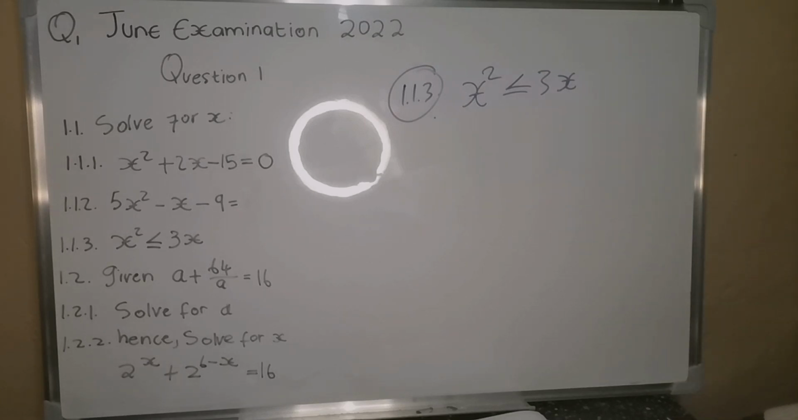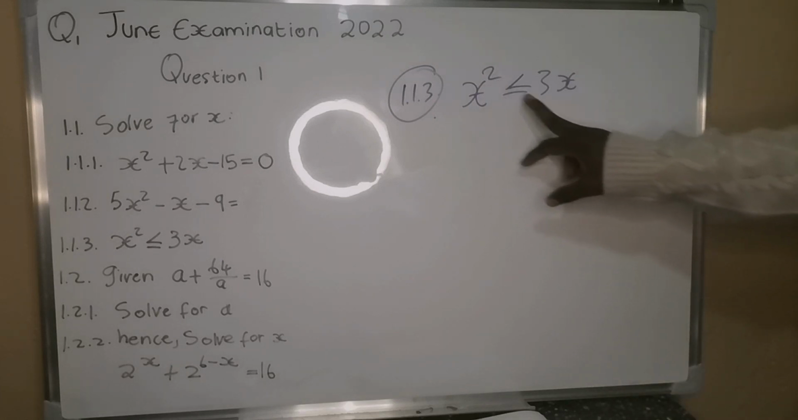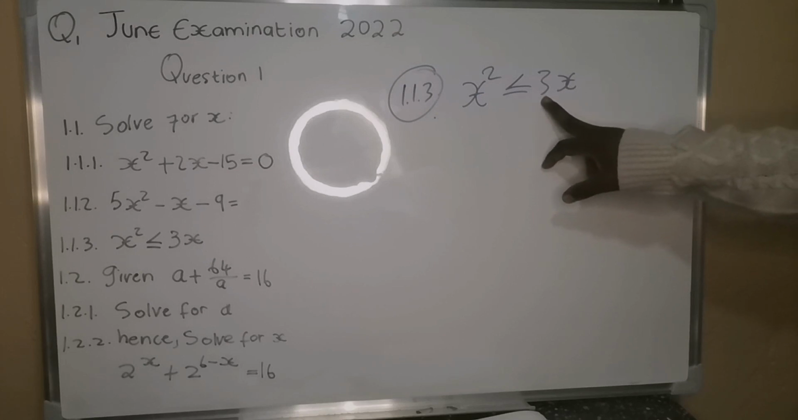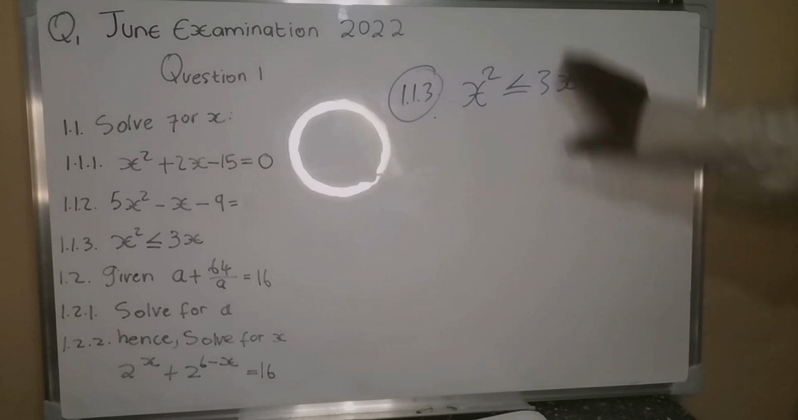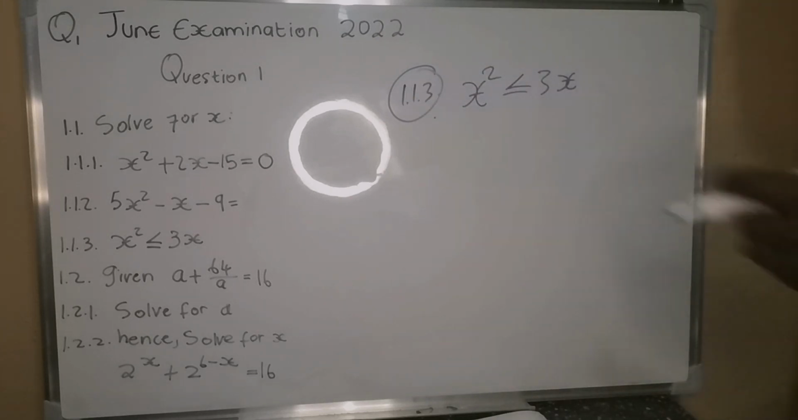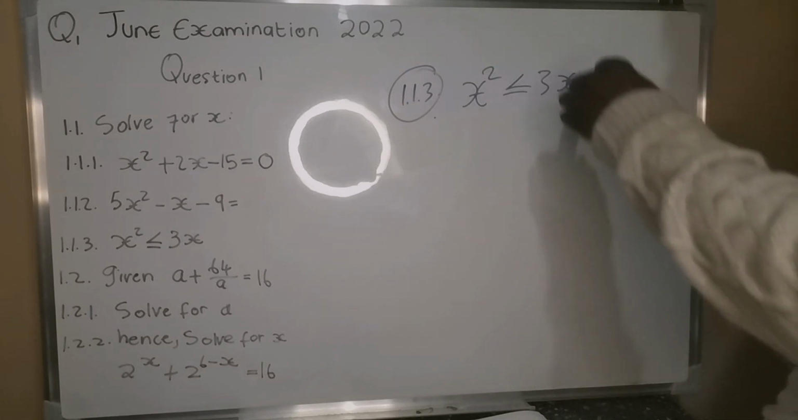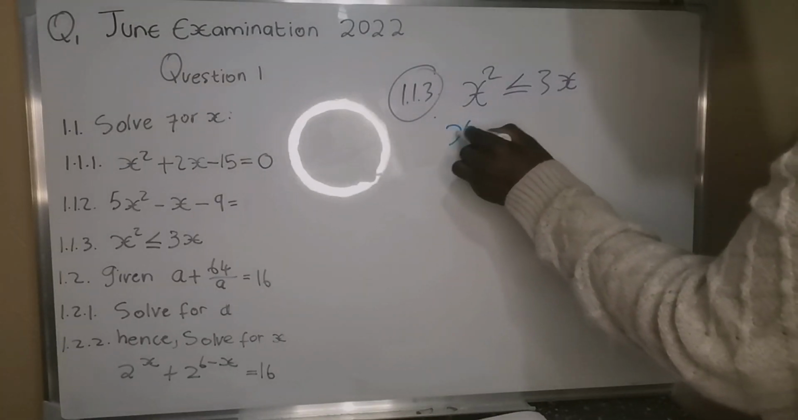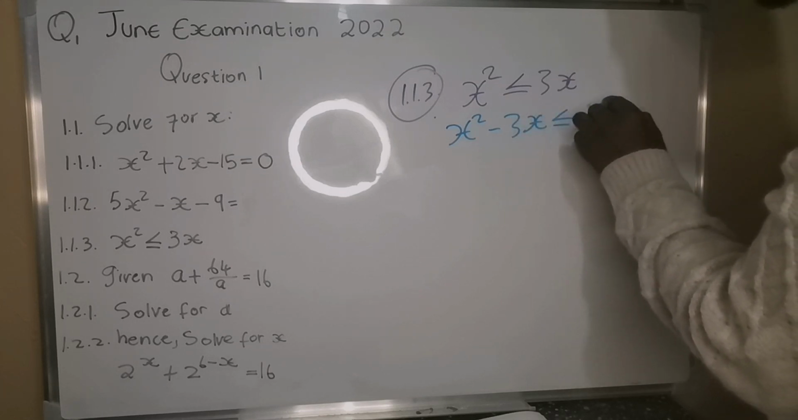How can I simplify this one? It's so simple. If you have x squared and a coefficient of x which is a number, you can have a quadratic equation basically. So we need to find our critical values. Just transpose the 3x to the left and have x squared minus 3x smaller than or equal to 0.